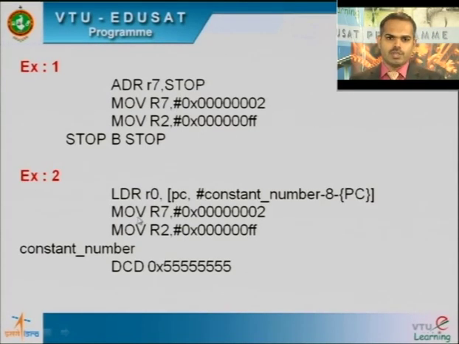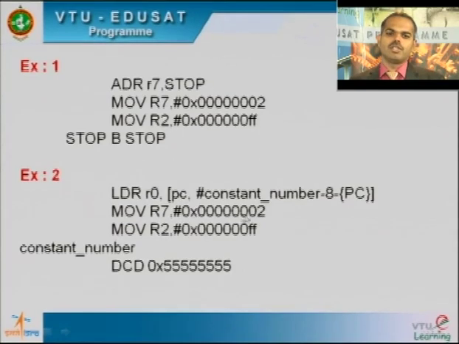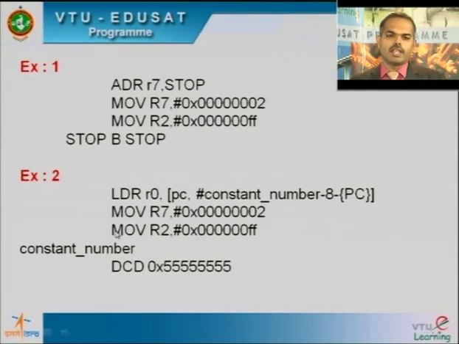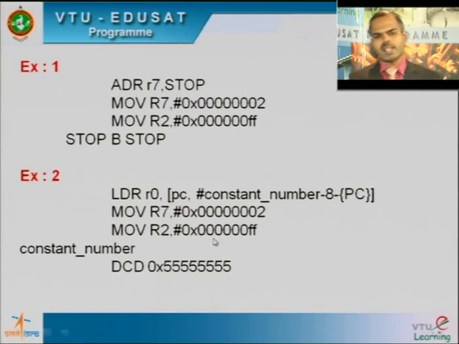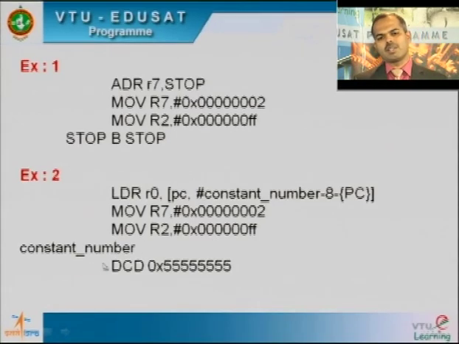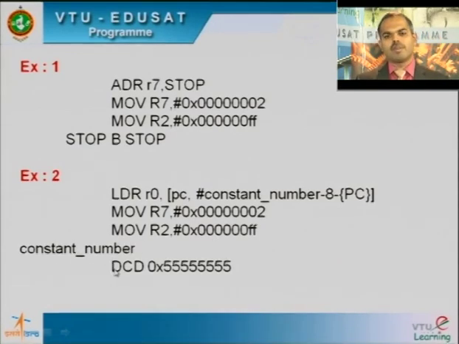After that, there are two instructions: MOV R7, #2, and then MOV R2, #0xFF. That is, R2 gets the value 0xFF, and R7 gets the value 2. After that, there is a constant underscore number. For that, we have defined a DCD 0x5555, eight 5s, that get assigned to constant number.